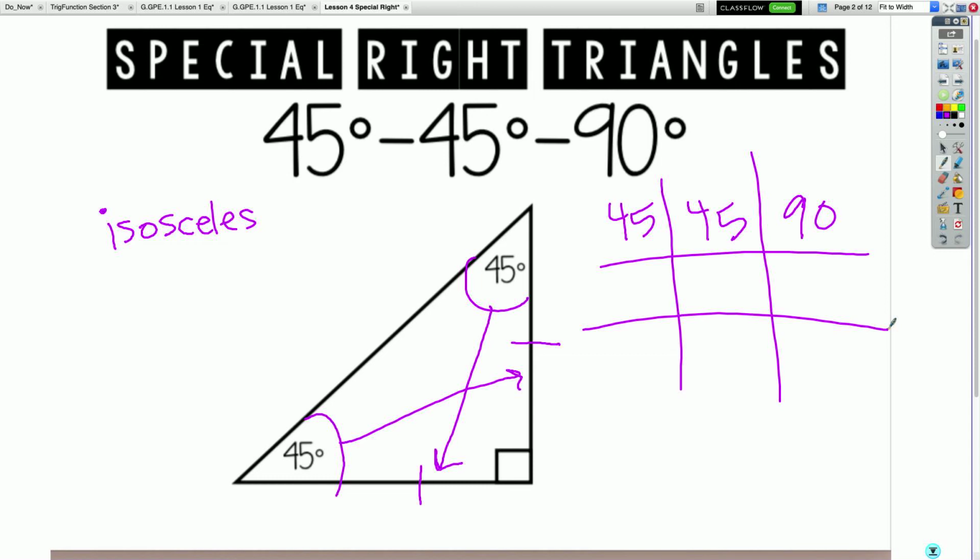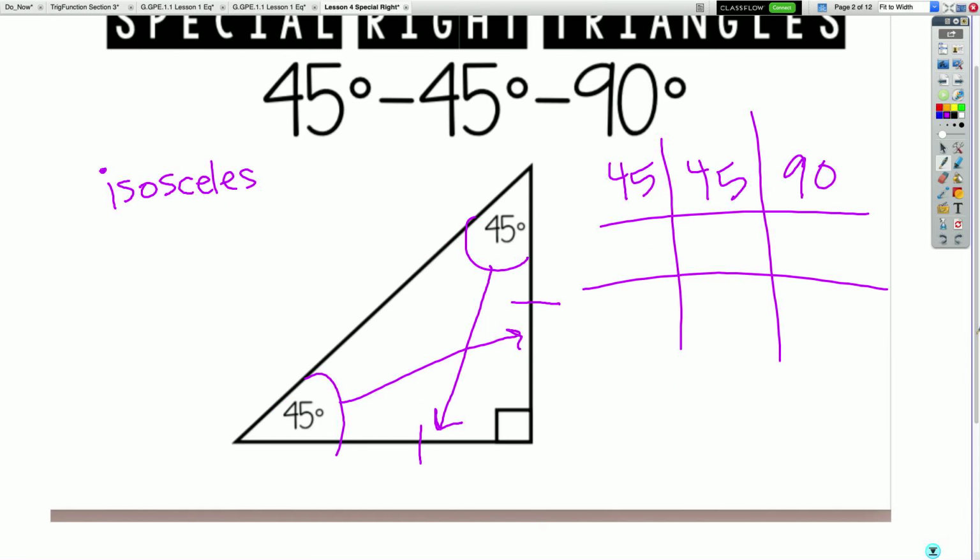So the pattern for a 45, 45, 90, I know that these are congruent sides, so we can write that as x. Whatever length this side is, that side will be exactly the same. So that's represented by x and x. And then across from the 90 degrees is going to be x square root of 2. Can you guys say x square root of 2? X square root of 2.